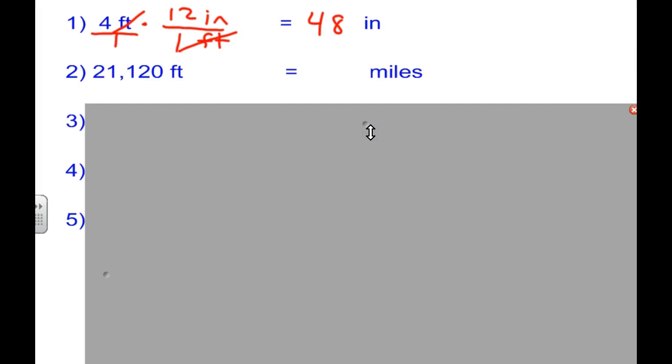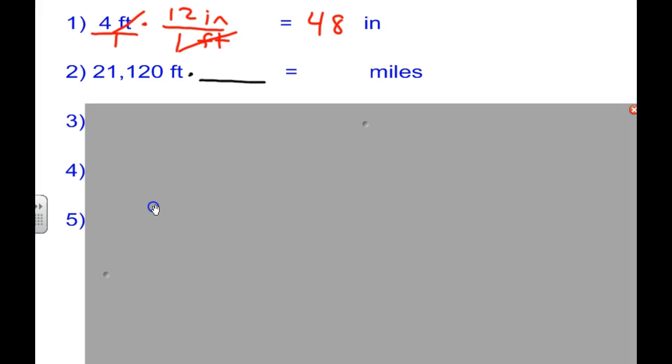Let's try it with this one, with feet. We're going from feet to miles. And again, if we are going fast, pause the video and start it when you're ready. We have 21,120 feet. We're trying to get to miles, so make room for your conversion factor, which is a fraction.